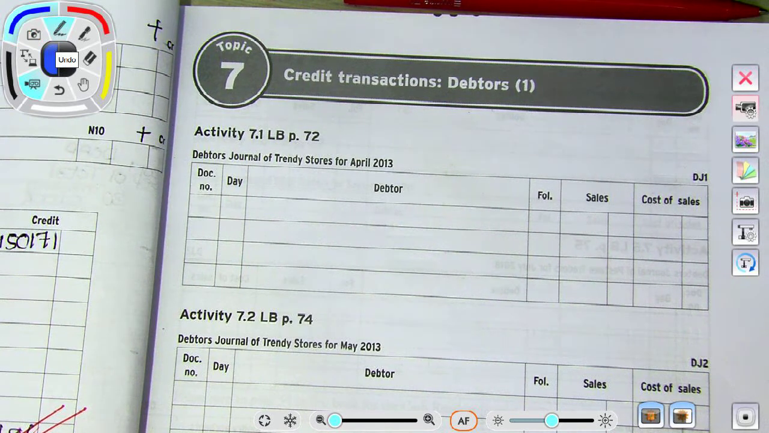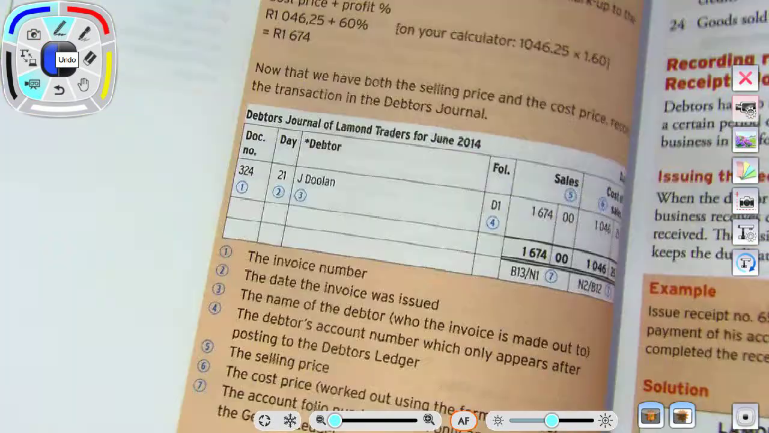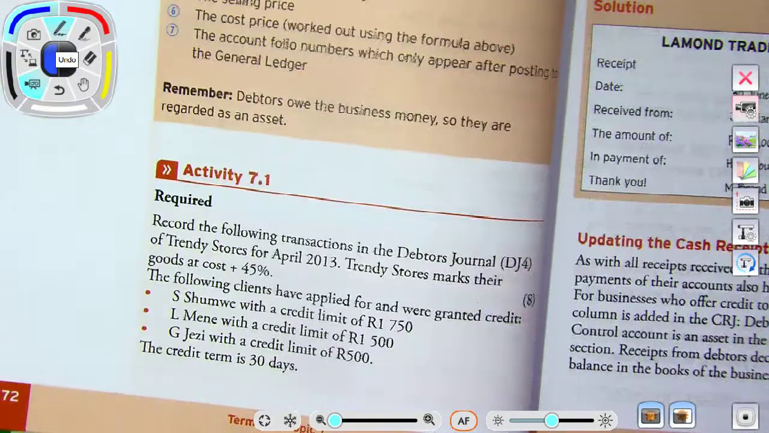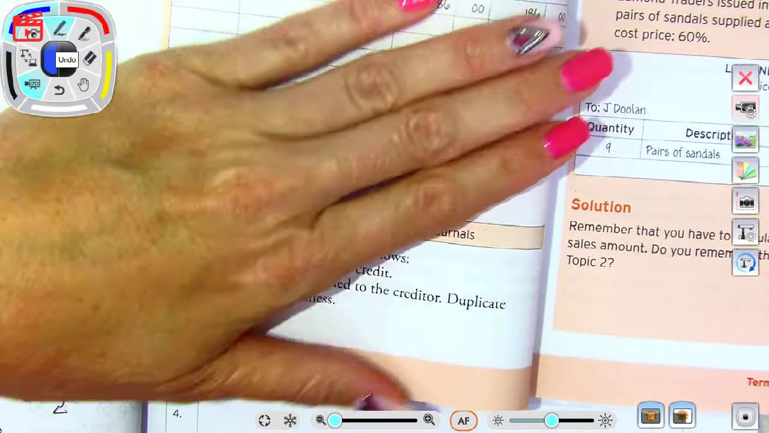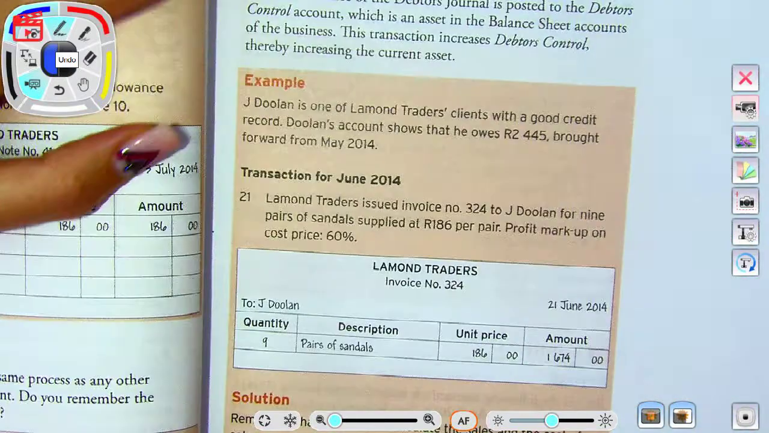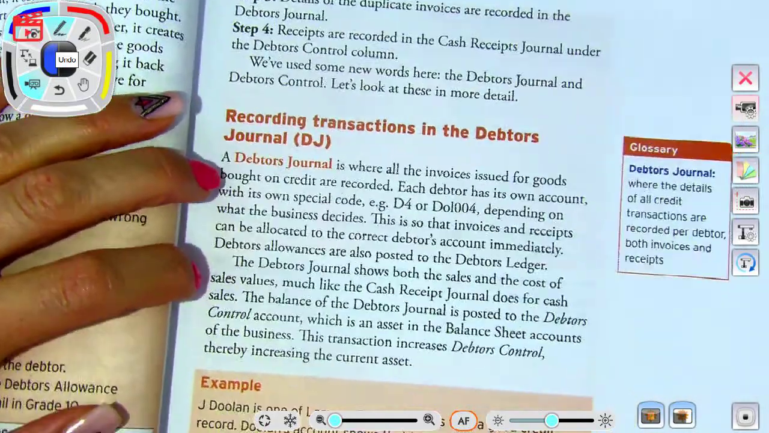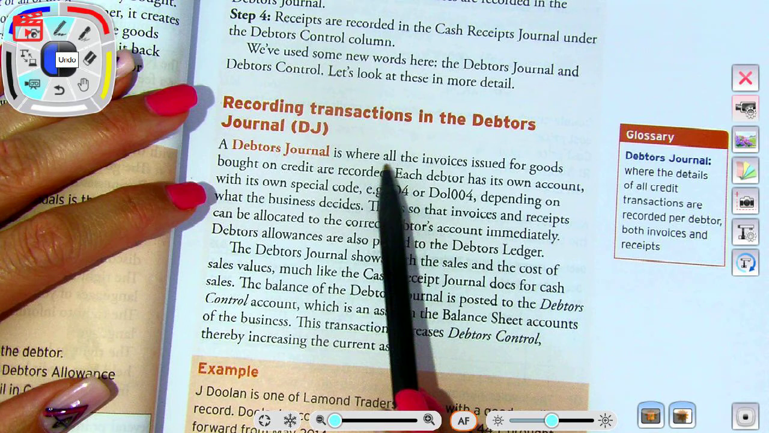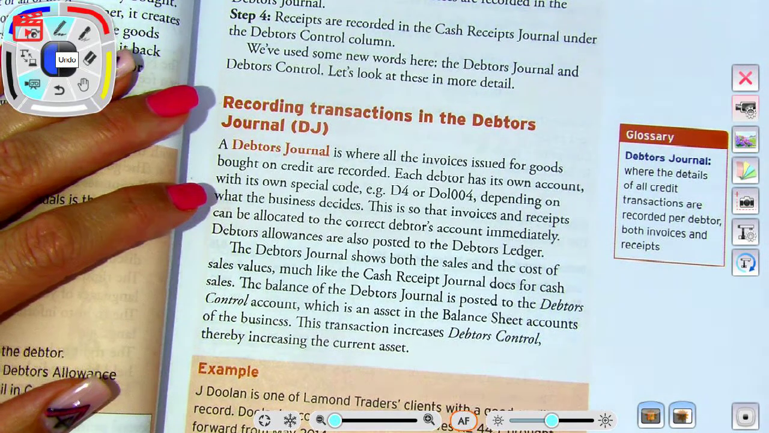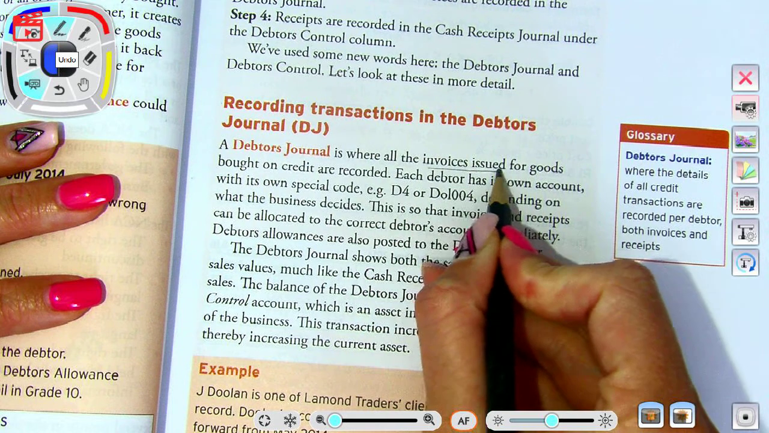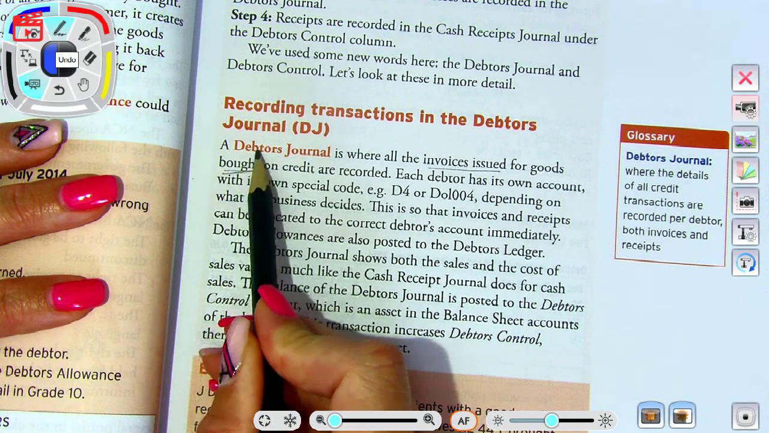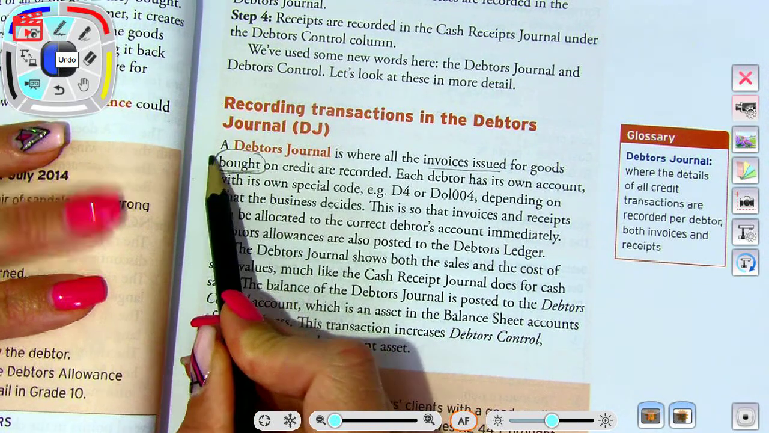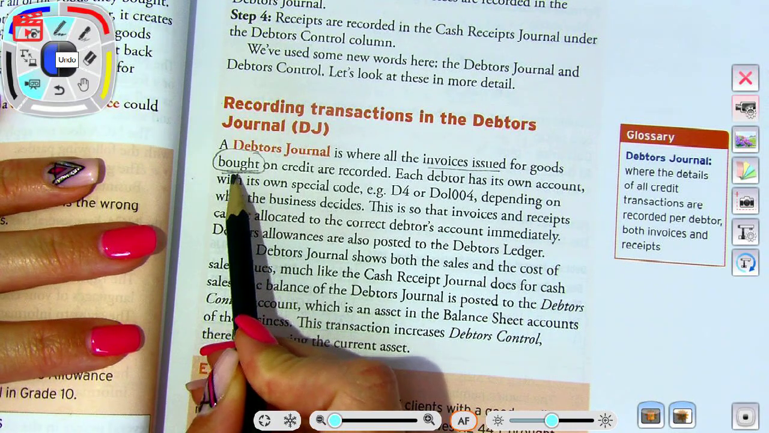Okay, please turn to page 72 in your textbooks. Activity 7.1 at the bottom of the page there. No, actually, hold on. Let's first look at recording transactions in the DJ, then we'll get to the activity. Okay, so a debtor's journal is where all the invoices issued, very important, invoices issued, that is your queue, for goods bought on credit. So remember, if a customer is buying on credit, that means that the business is selling. Okay, so this is how to record a credit sale.